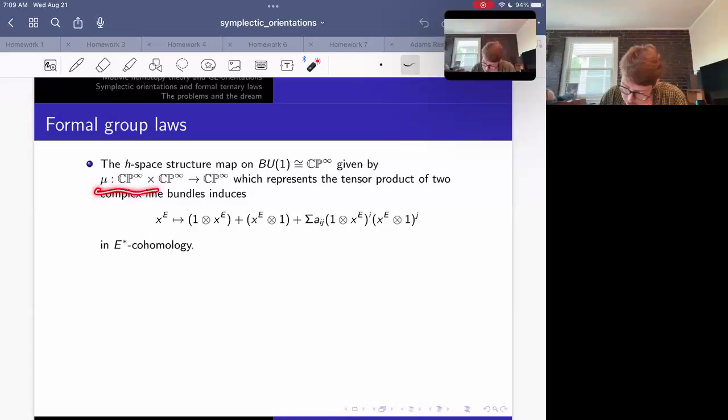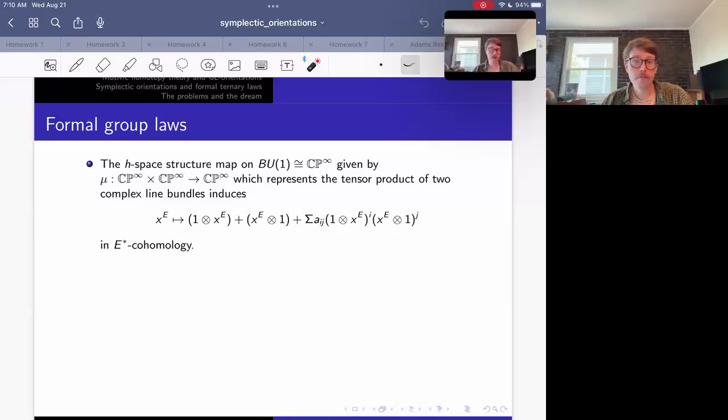And this H space structure, this map from CP infinity cross CP infinity to itself, represents the tensor product of two complex line bundles. CP infinity classifies line bundles, like I said earlier. And moreover, when I apply E cohomology to this, I get the following map. I take my complex orientation x_E and it gets sent to 1 tensor x_E plus x_E tensor 1, plus a whole bunch of sums of combinations of these things with some coefficients in front, right? Remembering that in cohomology it goes now from CP infinity to CP infinity cross CP infinity, and we have formulas for what the cohomology rings of these things look like.